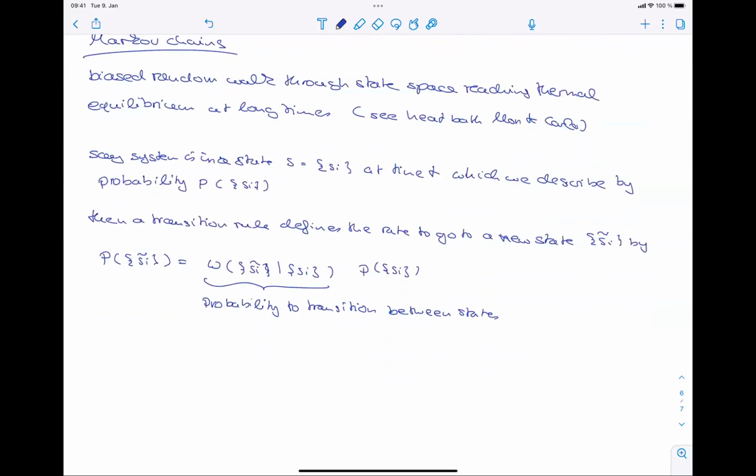And now the key is that the dynamics of my random walk are really governed by these probabilities to hop between states. And there are certain constraints that I need to have on this probability to reach thermal equilibrium.